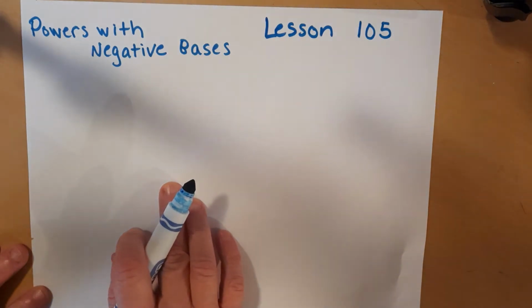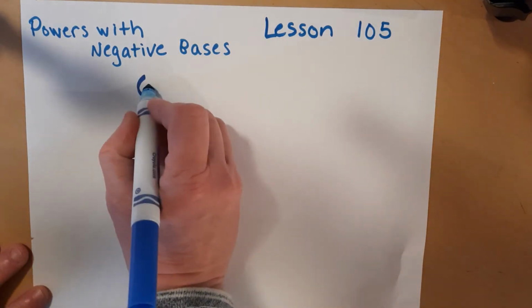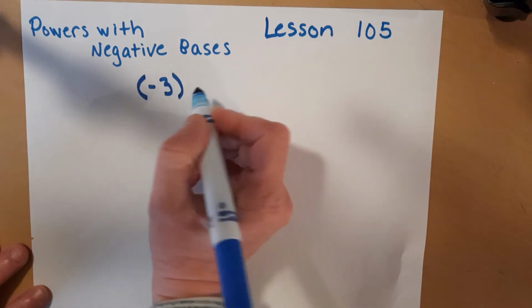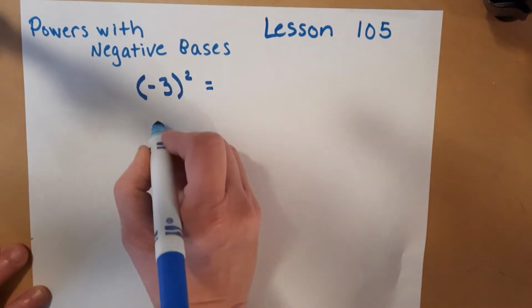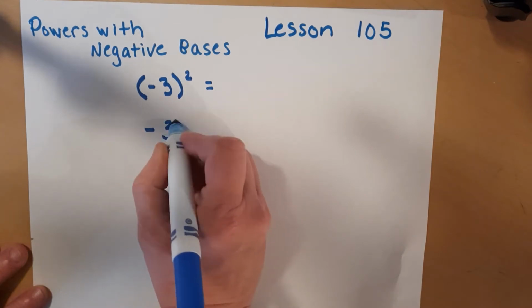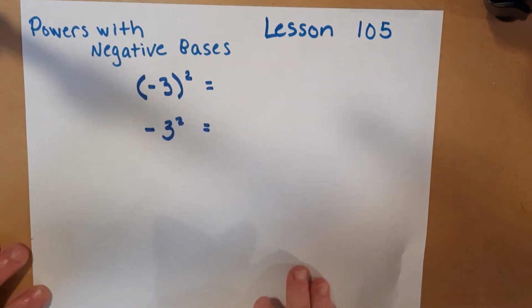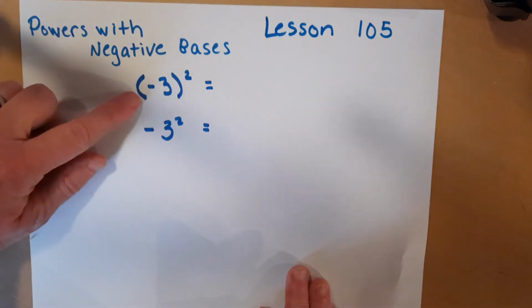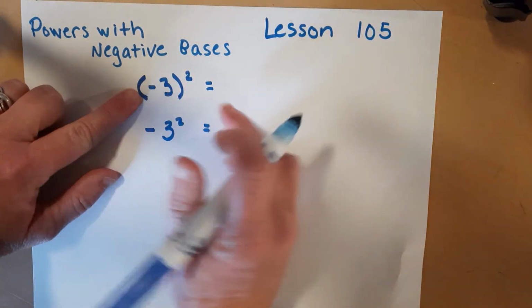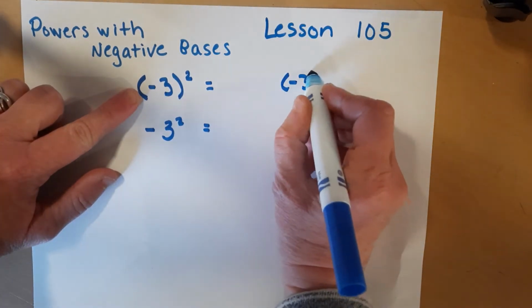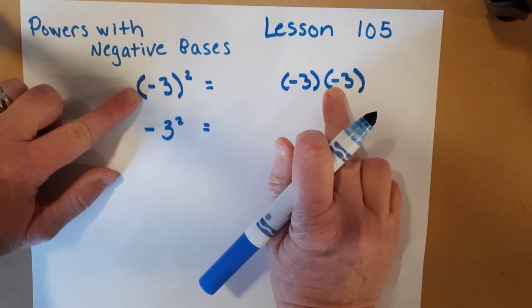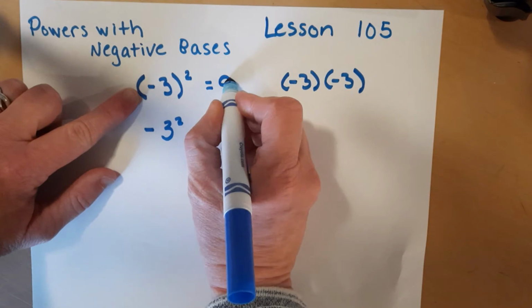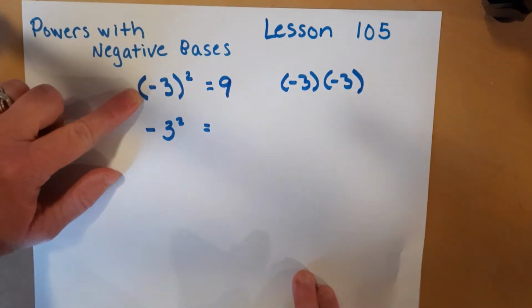And all that means is, I want to make sure you remember, we talked about this in class, the difference between (-3) squared and -3 squared. Those are two different problems. The first one, because of the parentheses, means -3 times -3. A negative times a negative is a positive, so the answer to this first one is 9.